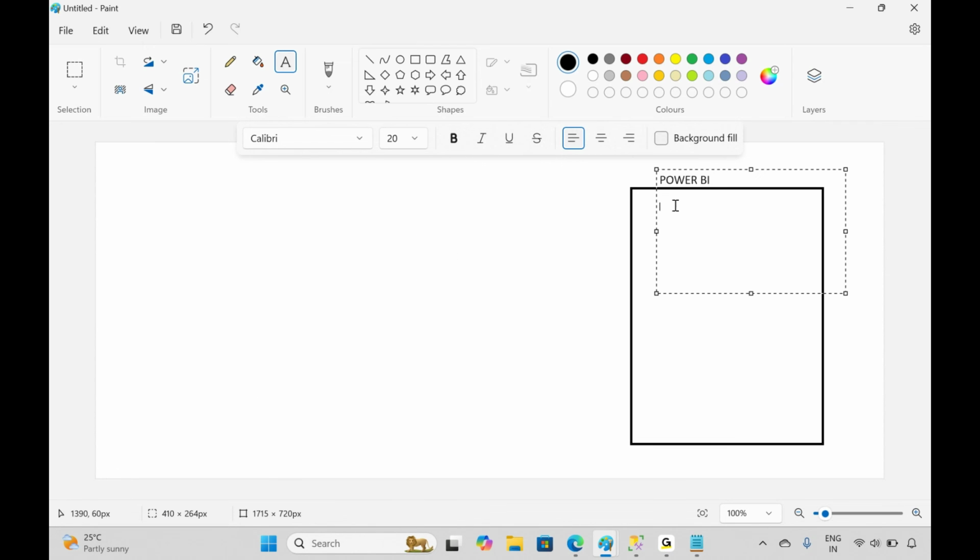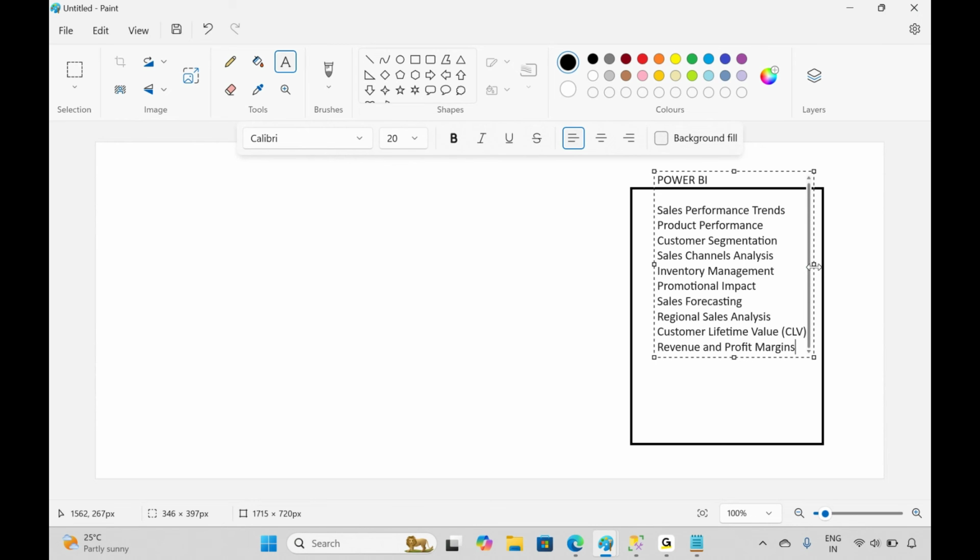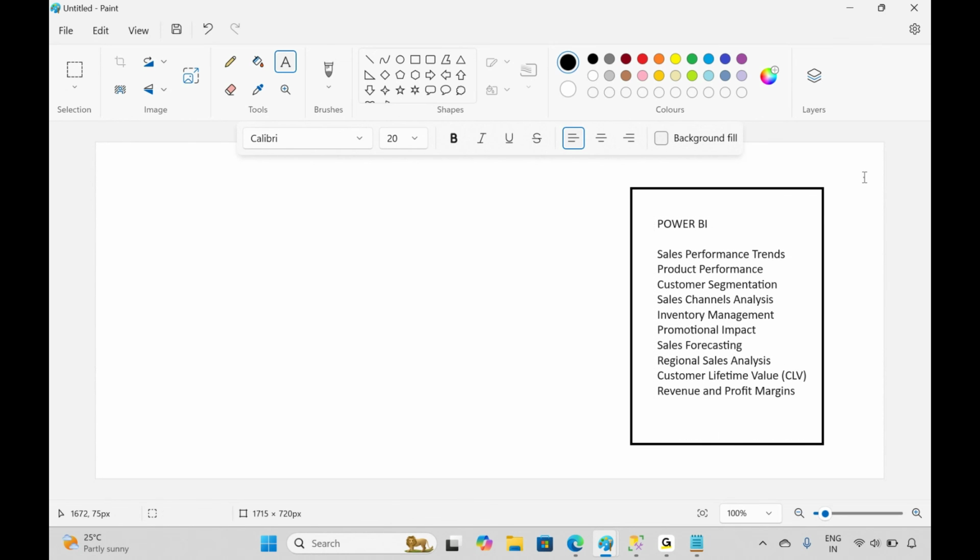Definitely the interviewer will ask what solution you are trying to give for them. So we designed some reports and dashboards. We are delivering to the customers the sales performance trends, product performance, customer segmentations, sales channel analysis, inventory management, promotional impact, sales forecasting, regional sales analytics, whatever it is. This is for the retail domain, whichever client I have selected. You can choose a different client also, no problem.